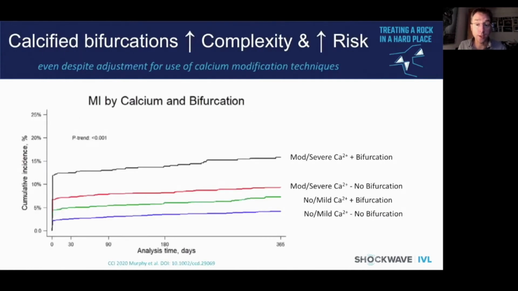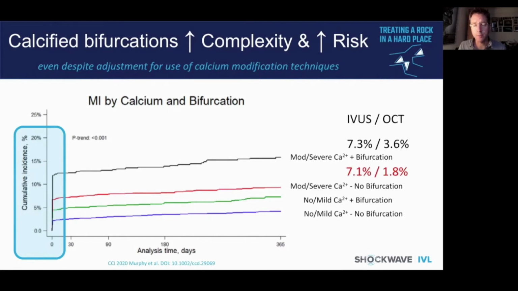There's data out there to highlight the significance of both presence of calcification and bifurcation, which are closely associated. Here we see from the Mount Sinai group a very high rate of periprocedural myocardial infarction, particularly in the combined presence of calcification and bifurcation. They used relatively high rates of rotational atherectomy, almost 50% in this cohort, but it must be criticized that imaging use was relatively rare, with less than 10% being guided by IVUS or OCT.